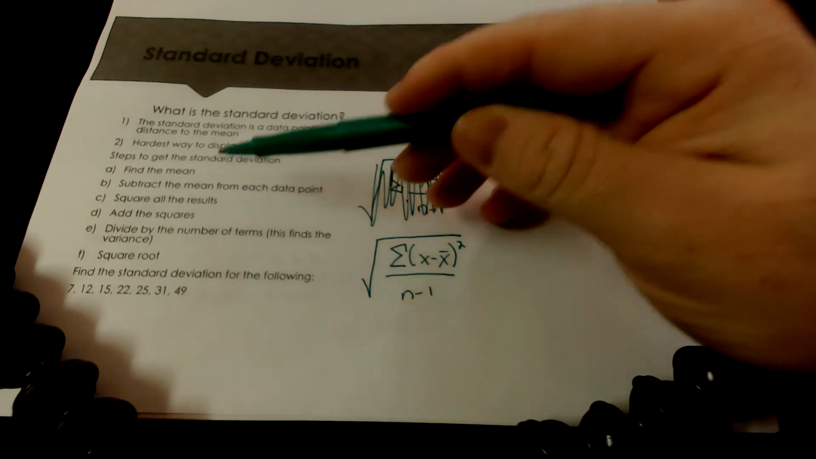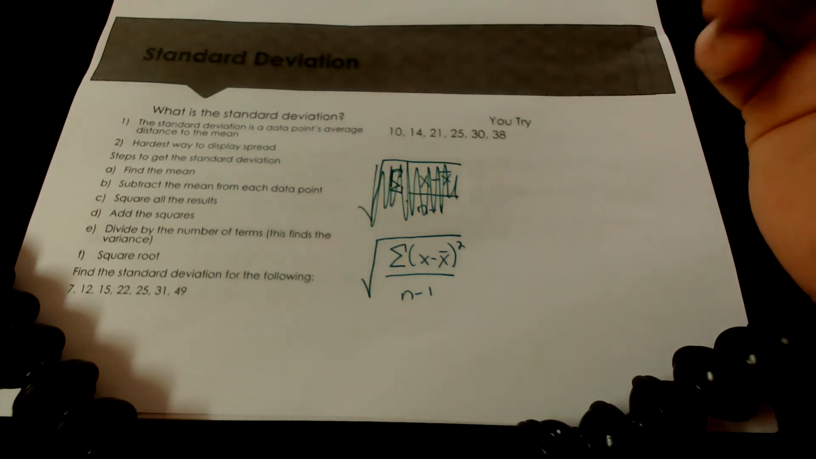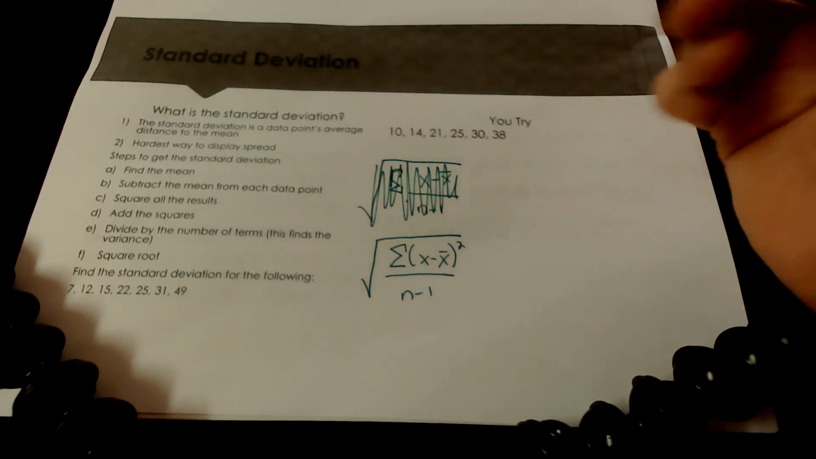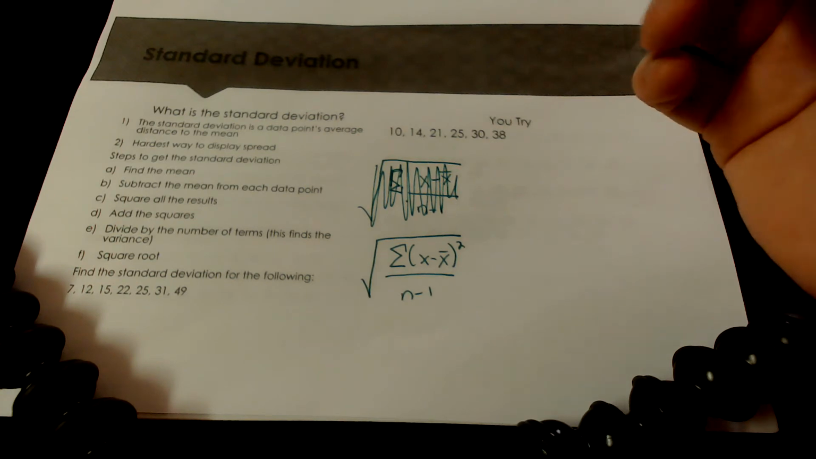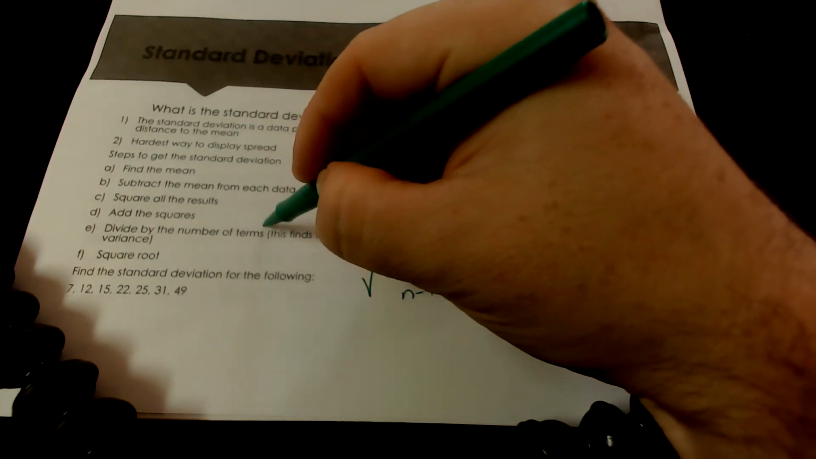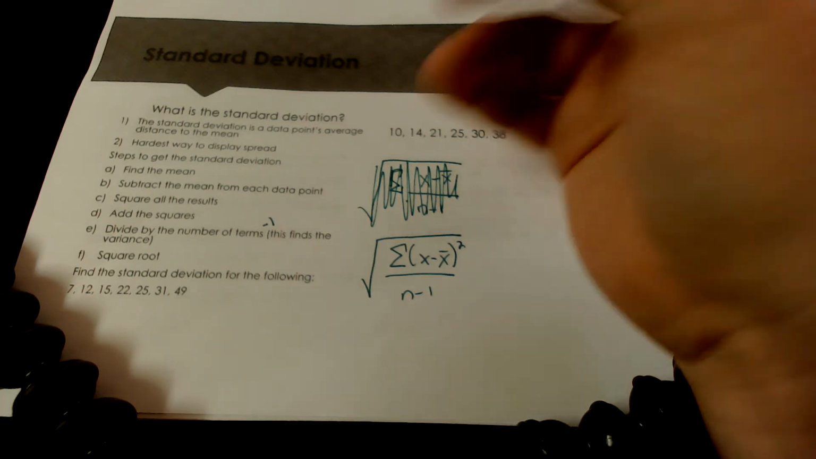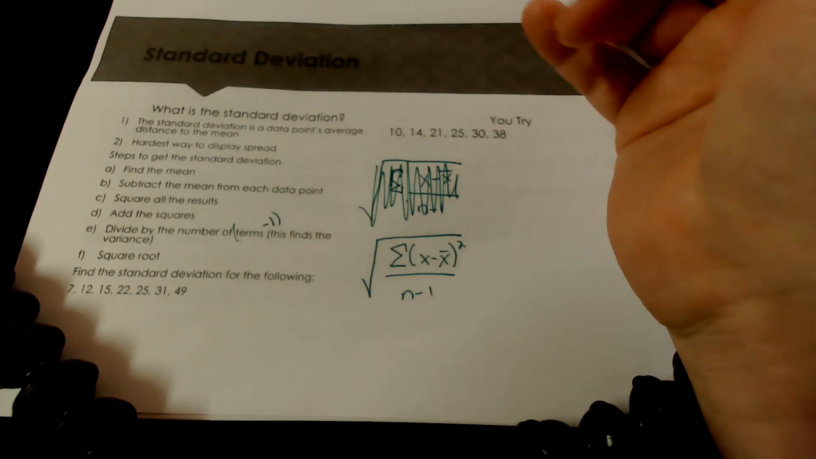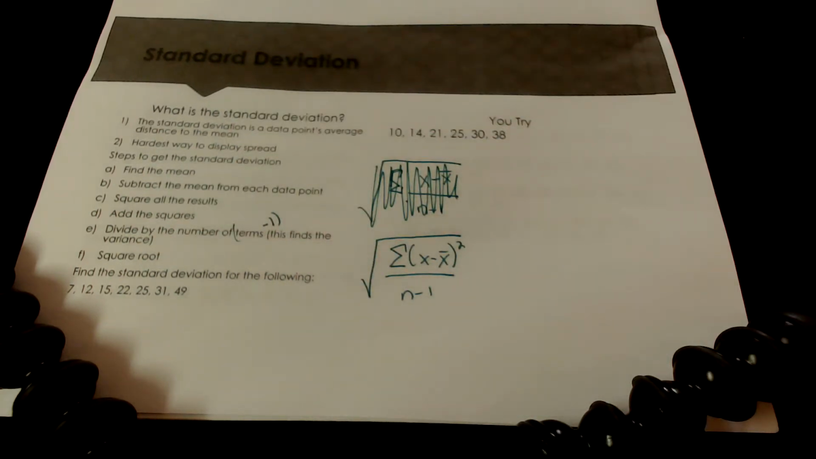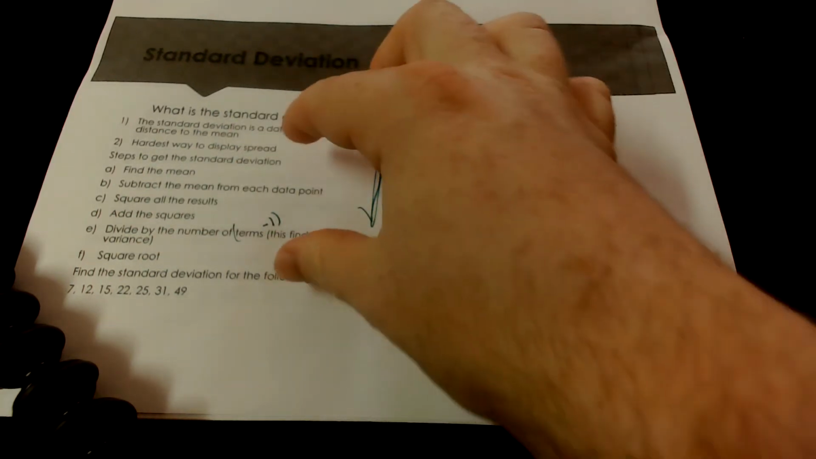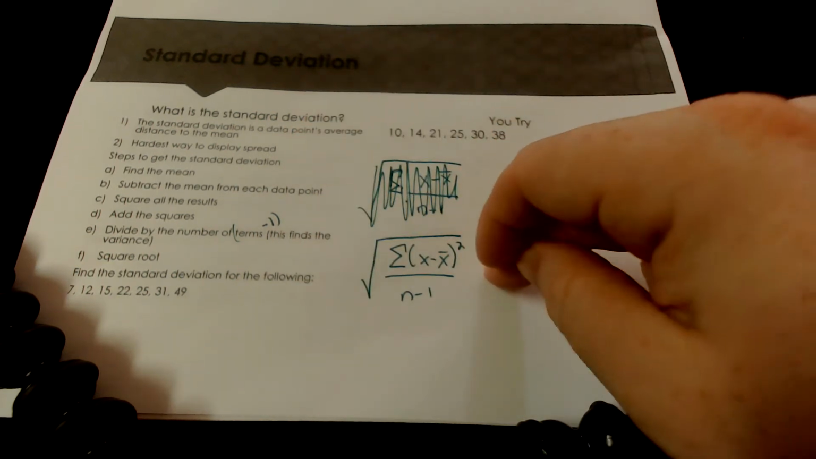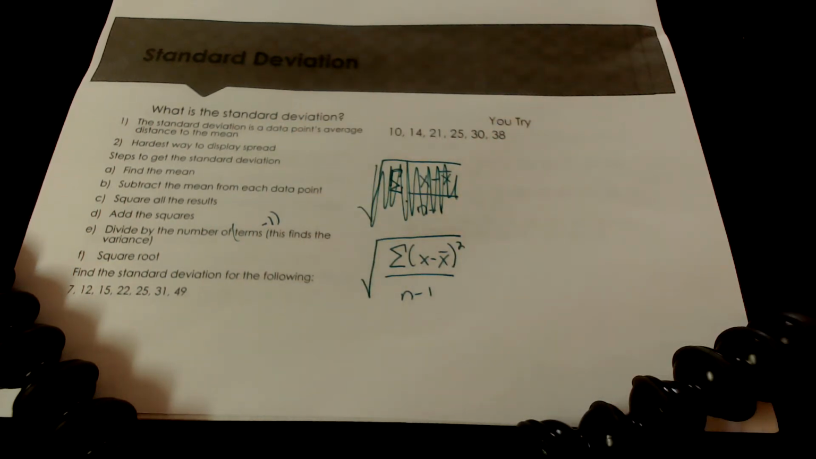We're going to find the mean. We're going to subtract the mean from each data point. We're going to square all the results. We're going to add all the squares. We're going to divide by the number of terms minus 1, and this finds the variance. And then we're going to square root, and that gives us our standard deviation. So basically all of these steps are this formula right here. So let's see what that is about.